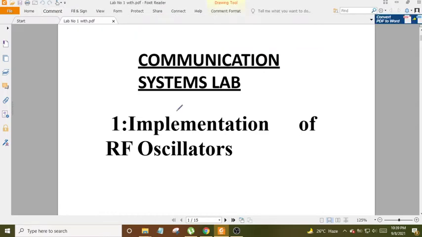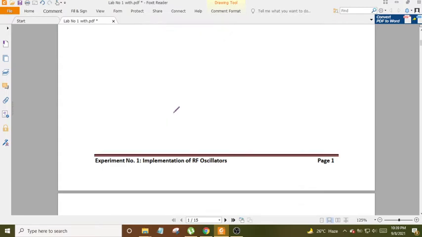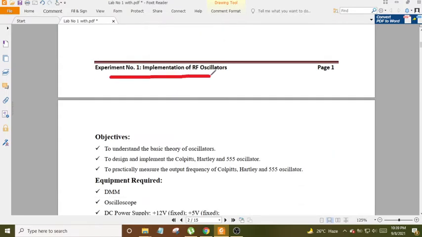Communication Systems Lab. Experiment No. 1. Implementation of RF oscillators. Page 1.